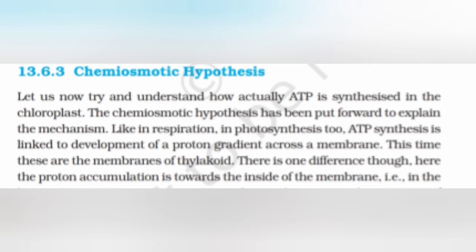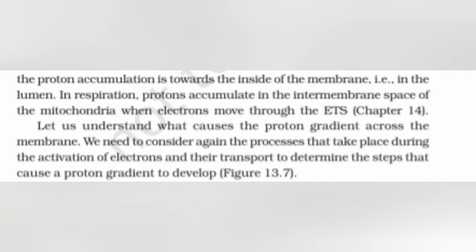There is one difference though. Here the proton accumulation is towards the inside of the membrane, that is, in the lumen. In respiration, protons accumulate in the intermembrane space of mitochondria when electrons move through the ETS. We will read this in chapter number 14. Let us understand what causes the proton gradient across the membrane.